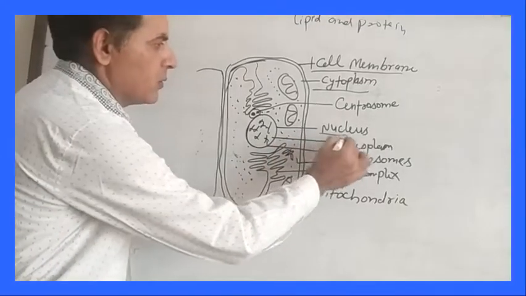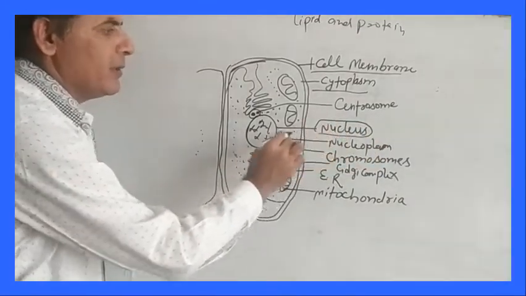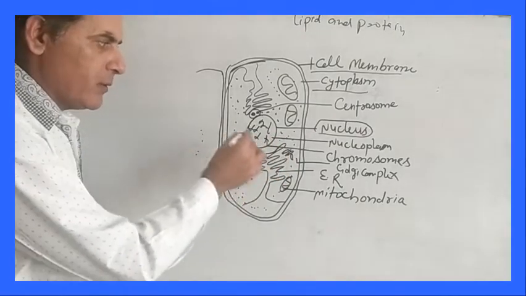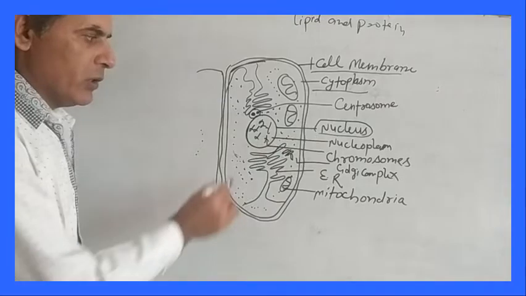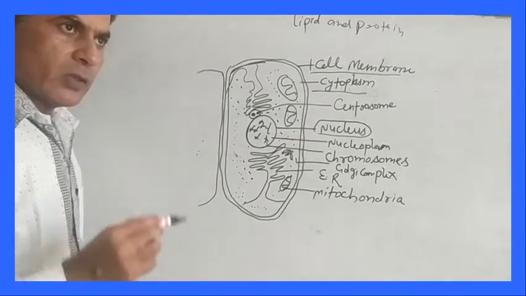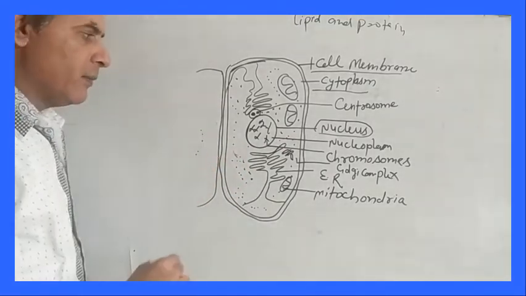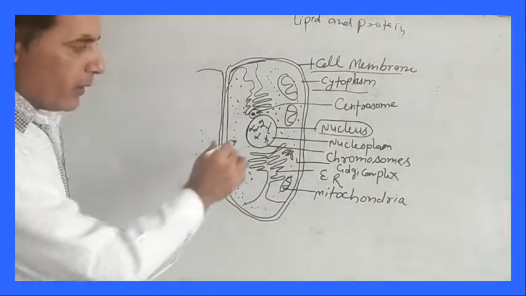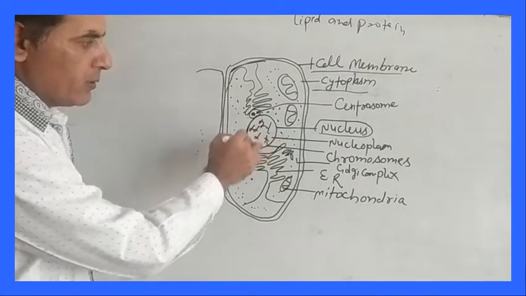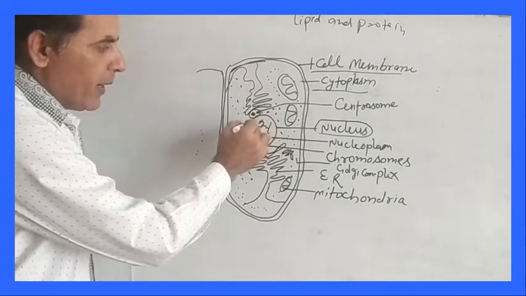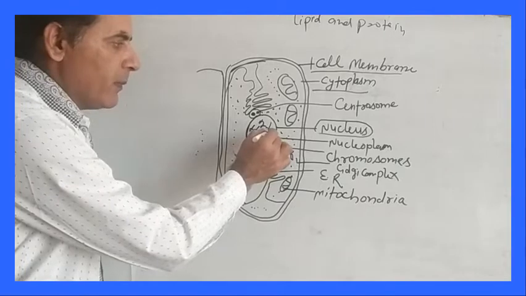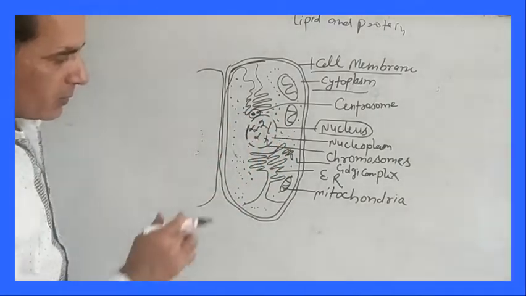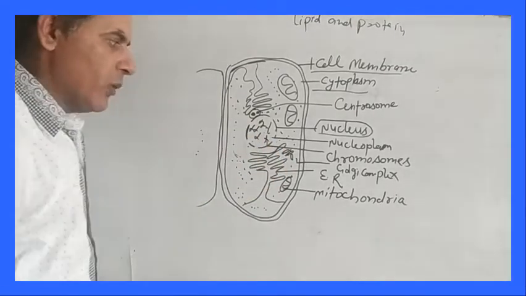Then the nucleus. Nucleus is the brain of the cell. All the metabolic activities which take place inside the cell are controlled by the nucleus. It is the center of the cell, and it encloses the DNA, the hereditary material, which is protected by the nucleus. The nucleus is surrounded by a membrane called the nuclear membrane. This is also semi-permeable. Only selected substances can enter the nucleus.